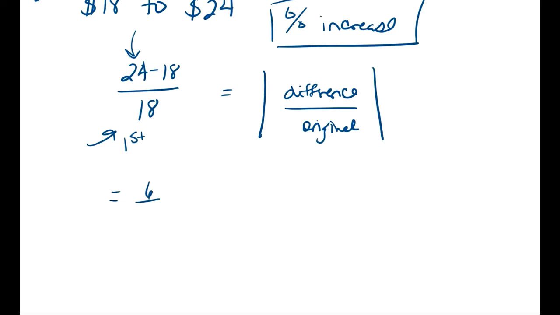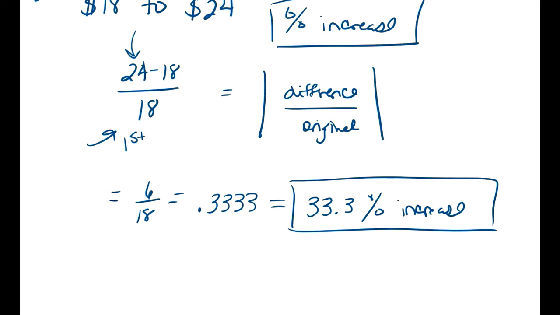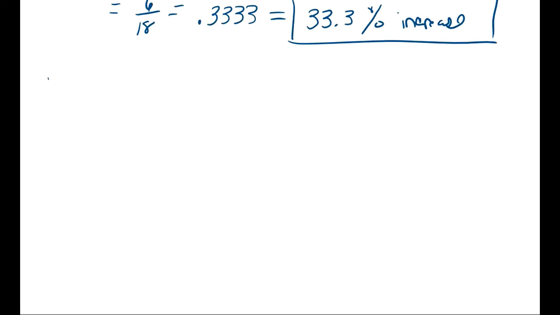And now when we do this, we're going to get 6 over 18. And again, trusting that you can divide this well, you're going to get this repeating decimal. And when we move the decimal place over 2 places, we're going to get 33.3% increase for this cost. Okay. All right, I'm going to do one more of this type, and then I'm going to show you one other type of question you're going to get in this section.